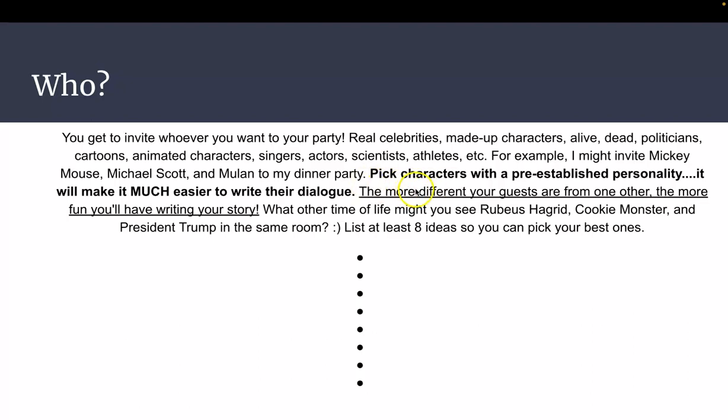Because think about it like this. If you put a bunch of really weird, unexpected people in a room together and they have a conversation, that's going to be entertaining, and it's going to be fun for you to write. So, for example, what if I put Hagrid from Harry Potter, Cookie Monster, and former President Trump in the same room? Can you imagine how weird that conversation would be? That would be fun to write and to think about, and it's going to make the whole project better. So try and think about what weird combination of people could I put together.